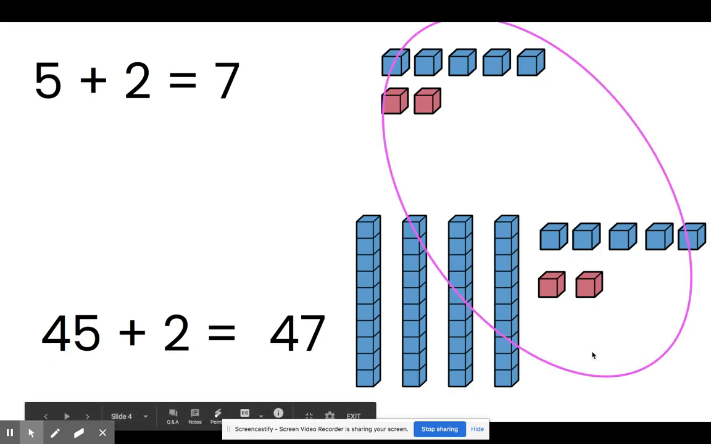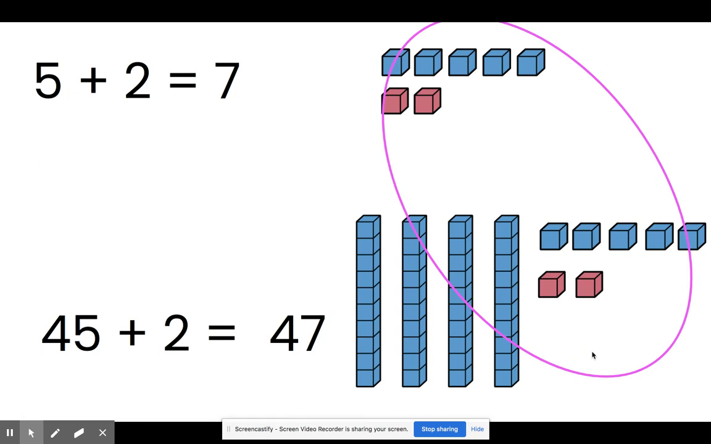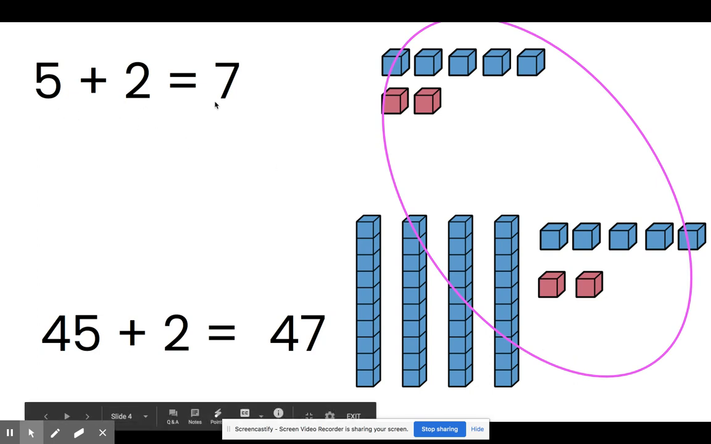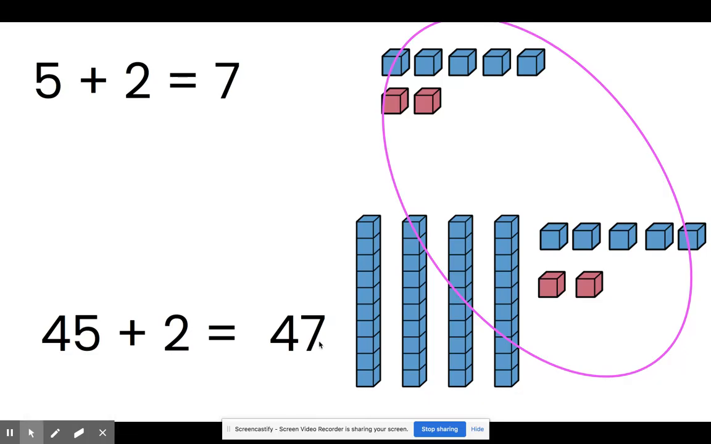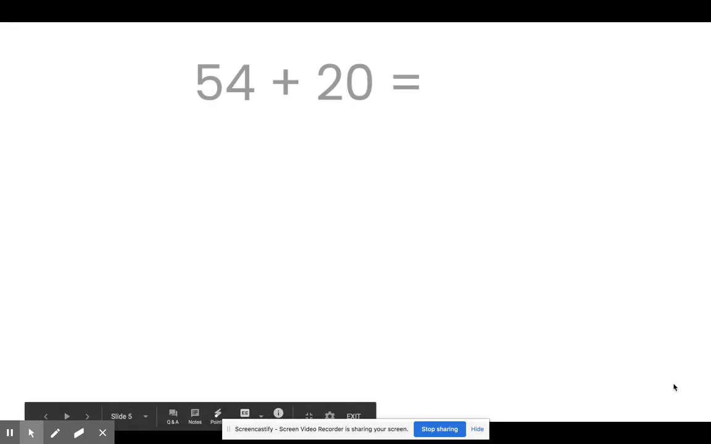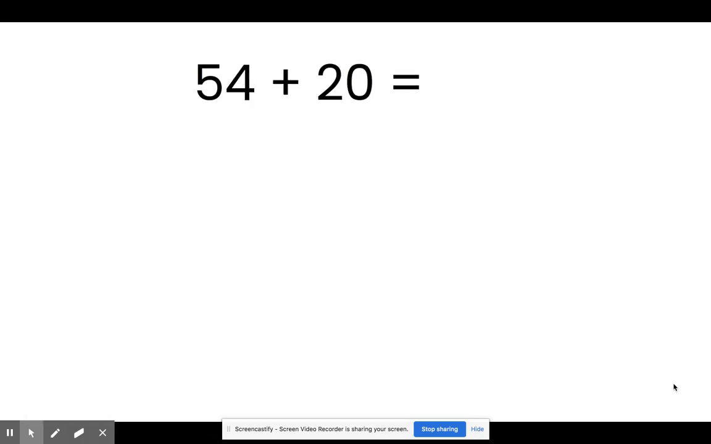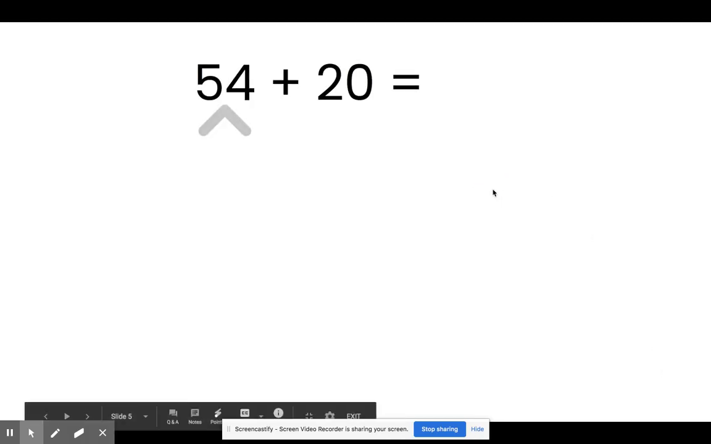But our ones remain the same. So this pattern, 5 plus 2 equals 7 and 45 plus 2 equals 47. Look for those patterns when you're doing math. It will help you. Let's look at 54 plus 20.